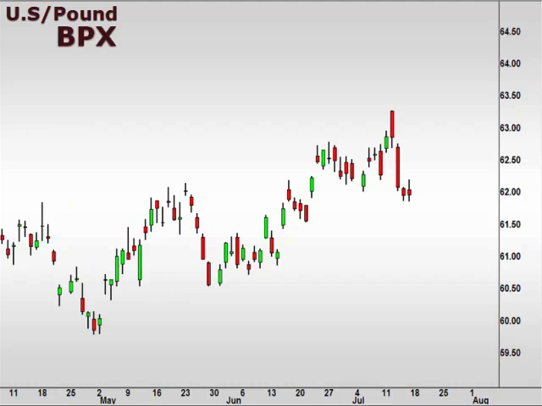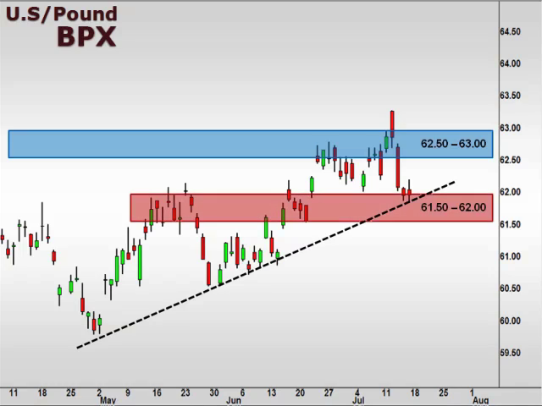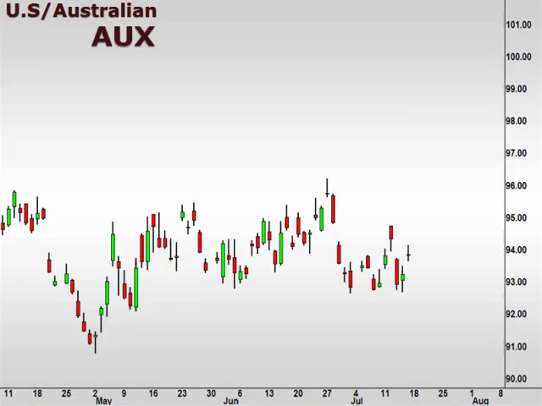Let's take a look at the BPX, the U.S. versus the pound. Well, we were looking for a break of 63 to signal a trade higher for the BPX. However, failure to close above this level resulted in a drop to test the near-term trend line here. Now, this also correlates with a support zone at 61.5, 62. A break of this level signals a continuation lower. A bounce is likely to meet with resistance at 63.